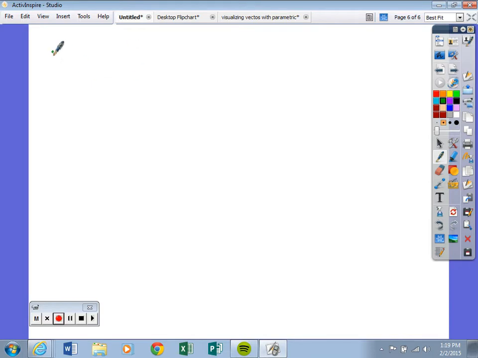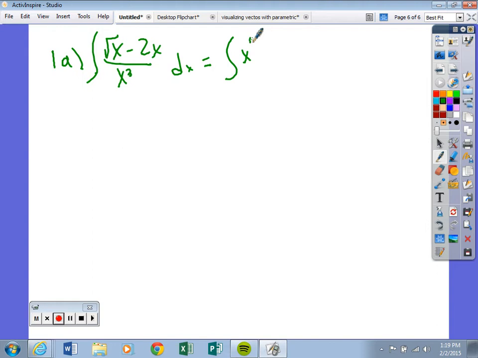Okay, so for number one, letter choice A, we're doing the integral of the square root of x minus 2x all over x to the third. We don't have a quotient rule, so you can't do this as is. You're going to have to rewrite it as x to the 1/2 over x cubed minus 2x over x cubed. With one term in the denominator, you can totally split this up, and that's how you need to approach it.